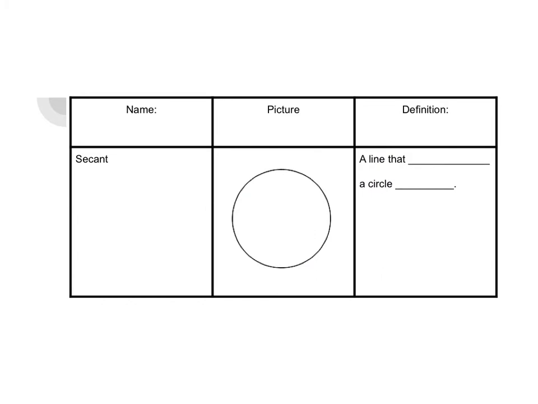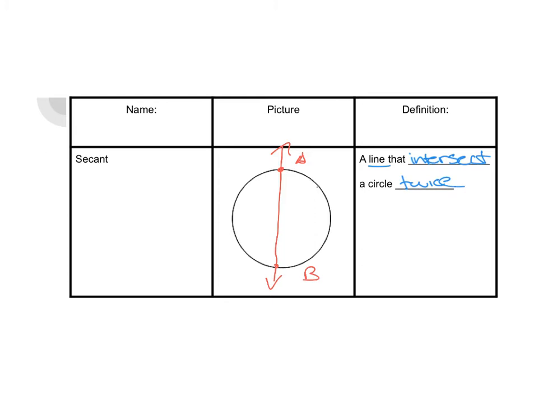With our secant, we have something that is similar to a chord, but now instead of a segment, we have a line. And our line is going to intersect a circle twice. So again, we're going to have 2 points, point A and point B. And I'm going to connect my 2 points with a line this time instead of a segment. And I'll show that I have a line by putting my arrows on the outside to show that it keeps going.